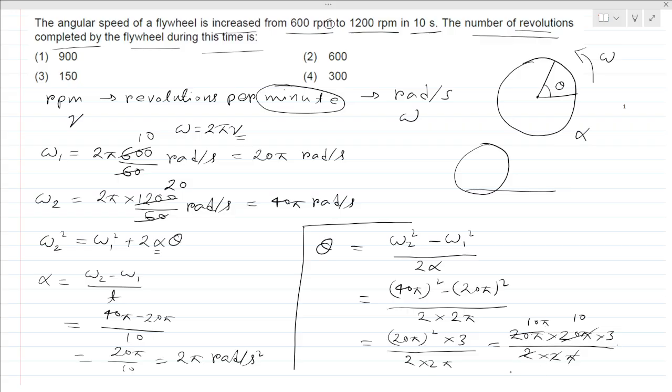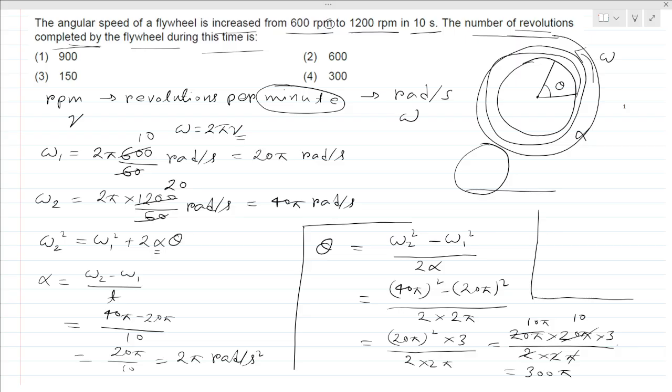So that means we have a value of 300 pi. That is the total angular displacement of the flywheel. For one complete rotation, again a complete rotation, again a complete rotation. By this way, the total 300 pi is the angular displacement done by the flywheel.